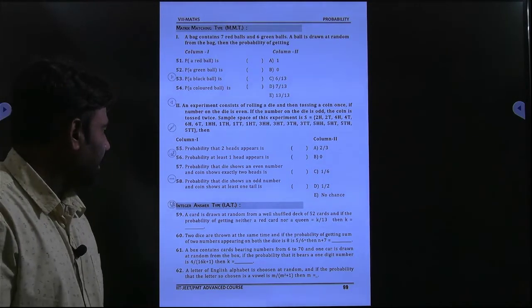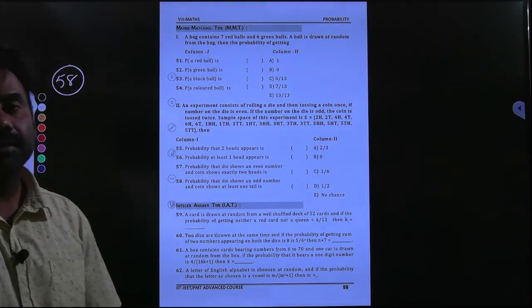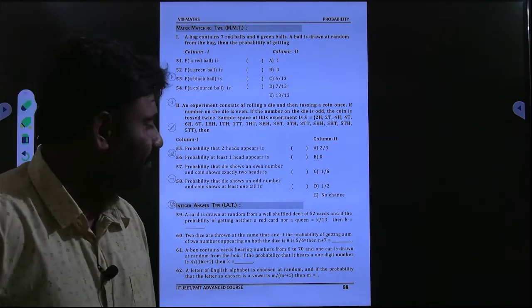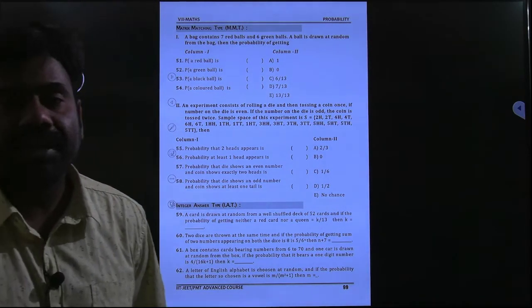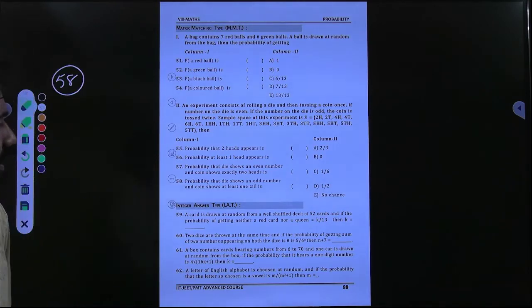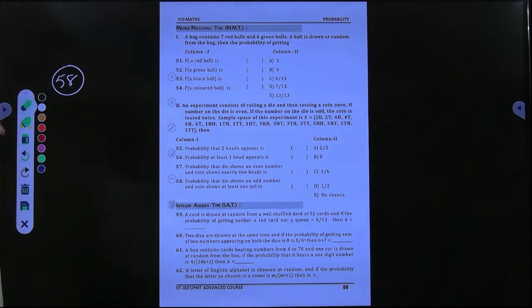The probability that the die shows an odd number and the coin shows at least one tail. Odd numbers are what here? If you throw a single die, we will get 1, 3, 5 as odd numbers, and the remaining 2, 4, 6 are even numbers. At least one tail means the minimum number of tails should be 1, either 1 or more than 1. Yes, let's check.